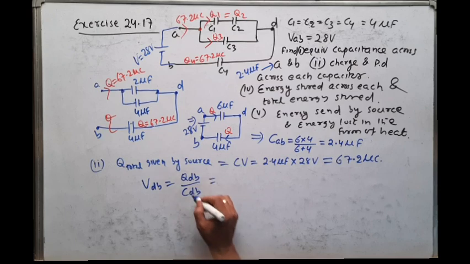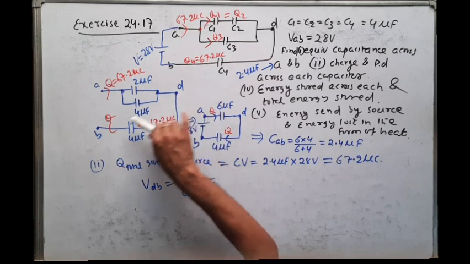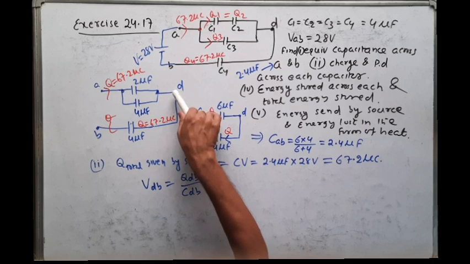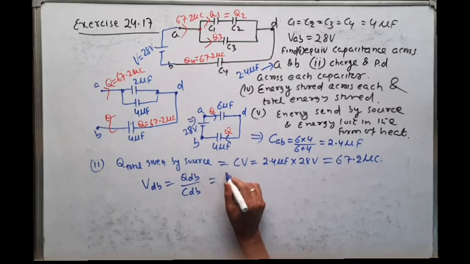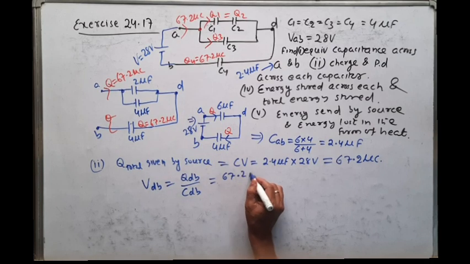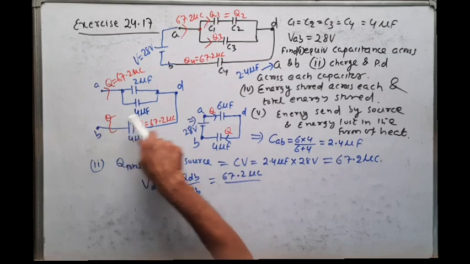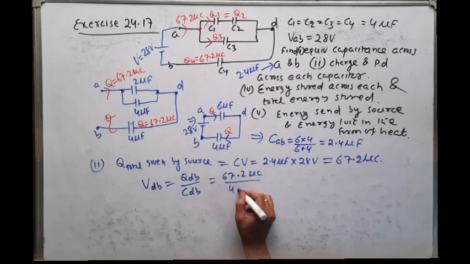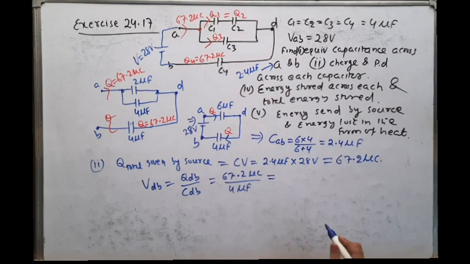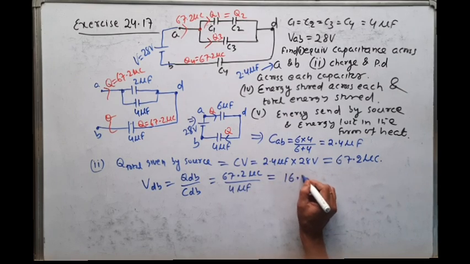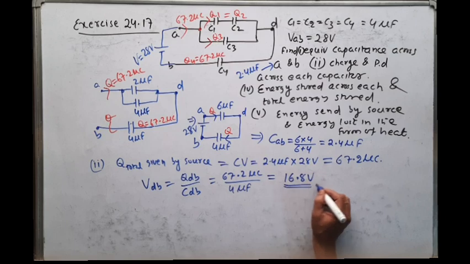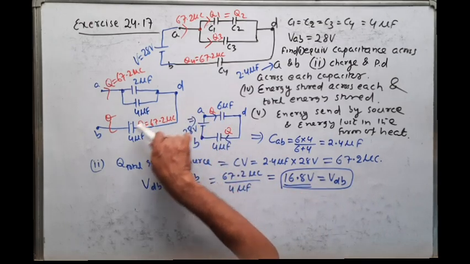V is equal to Q by C. So voltage across D and B is equal to charge across D and B. What is the charge across D and B? 67.2 microcoulomb divided by what is the capacitance across D and B? 4 microfarad. Now, so it is 16.8 volt. This is the voltage across D and B.